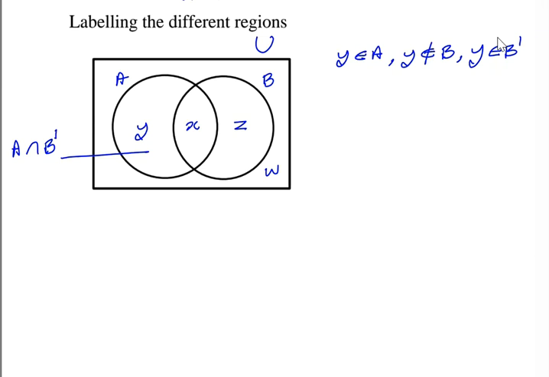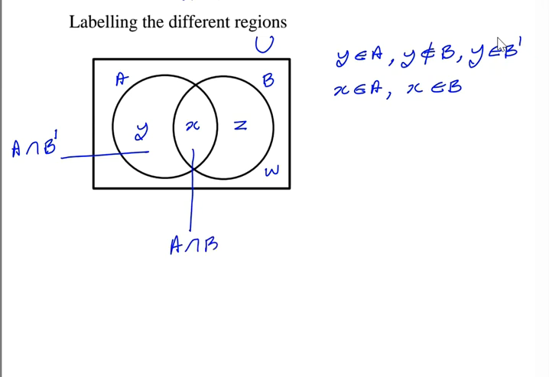Whenever you hear complement, you could think not in. So when you hear B complement, you could be thinking not in B. So A intersect B complement can be viewed as in A, but not in B. Now X is an element of A and X is an element of B. X is in both A and B. If an element is in A and the same element is in B, that element is an element of A intersect B. So X is A intersect B.